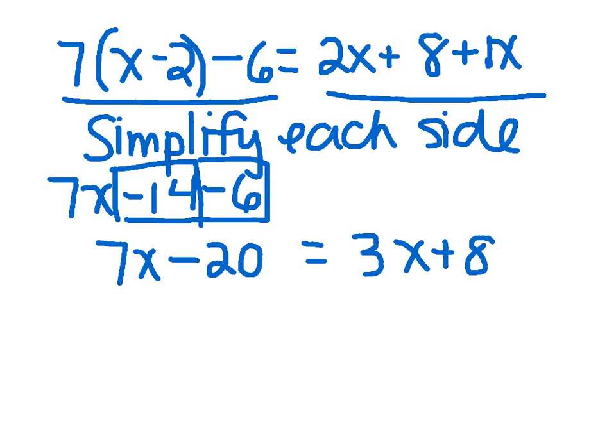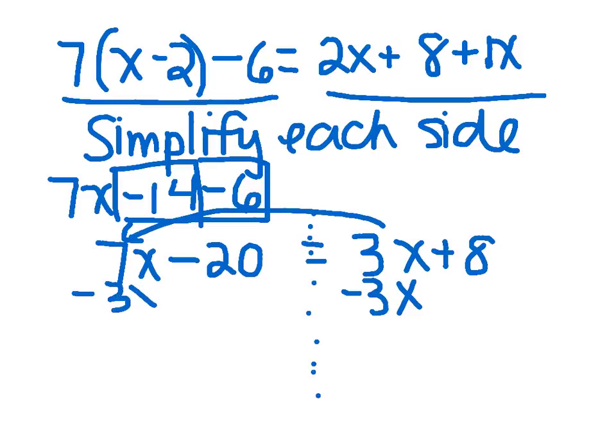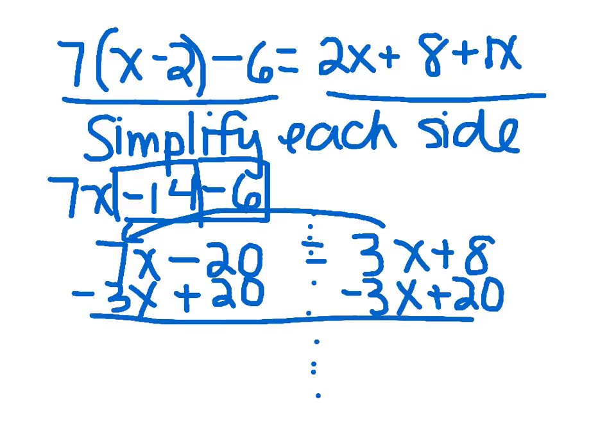Okay, now I'm ready to get my variables on one side of the equation and my constants on the other, keeping in mind, here's my wall. I accomplish this by adding the opposite. If I take away 3x from both sides, my coefficient to the variable will be positive, and as I said before, positive numbers are good. Not the only way to do it, but this is how I would try to do it.